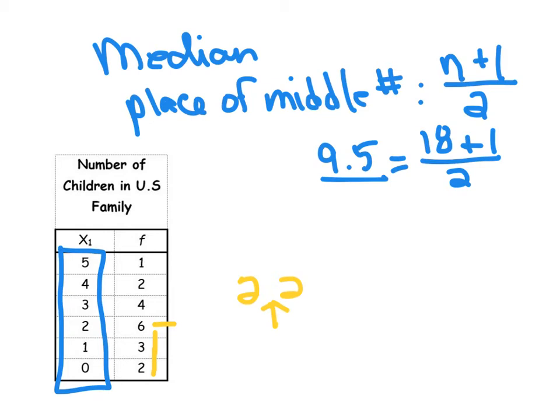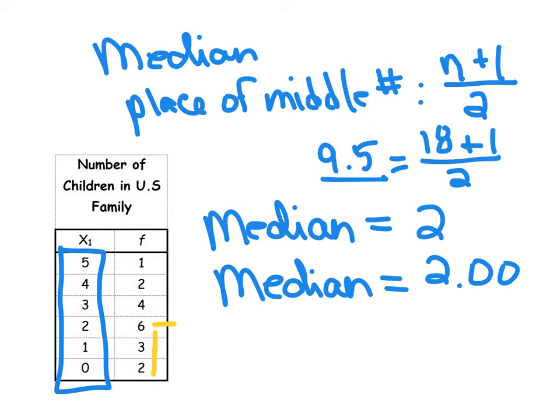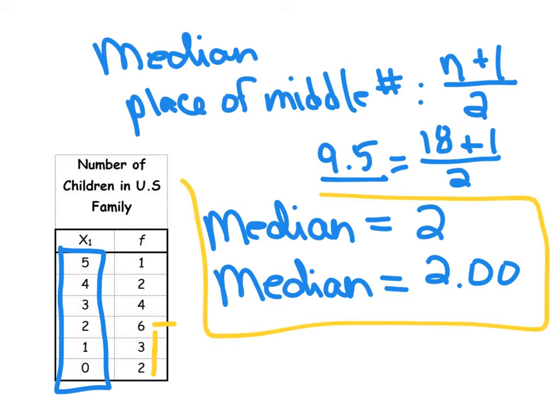So in this case, our median equals 2. Now, when it's a whole number, I'll accept you writing it as a whole number like that, or I'm okay with, since we're doing 2 decimals, you can get in the habit of using 2 decimals, 2.00. Either way is perfectly fine with me. But it has to either be a whole number or 2 decimals. So here would be the answer. Either one of those would be acceptable for the median.